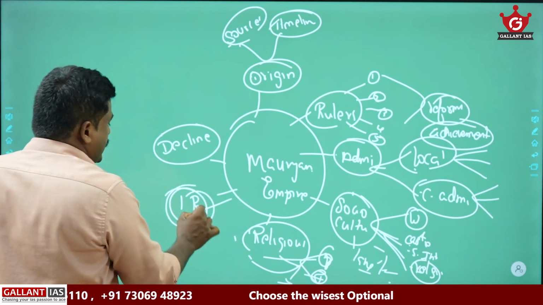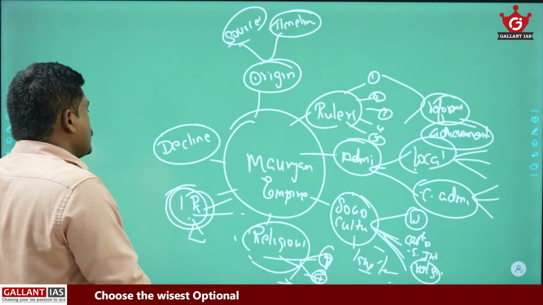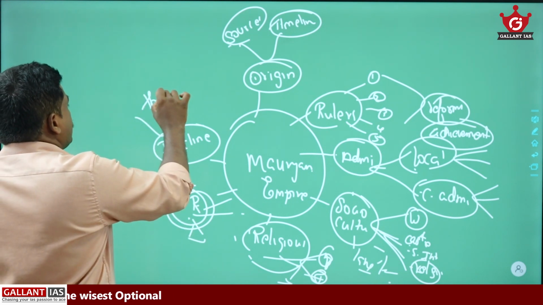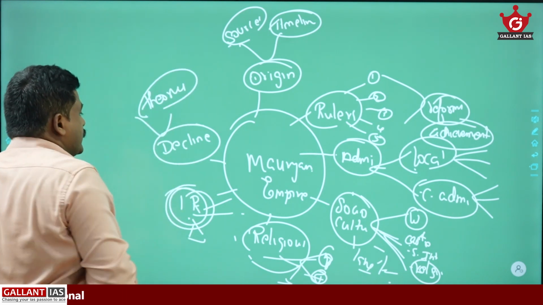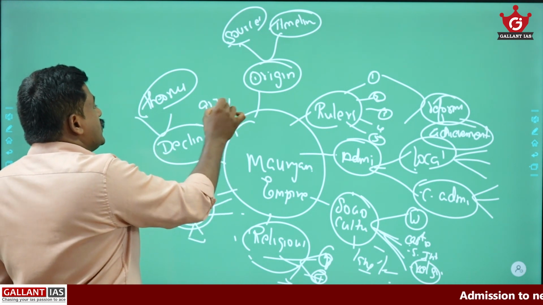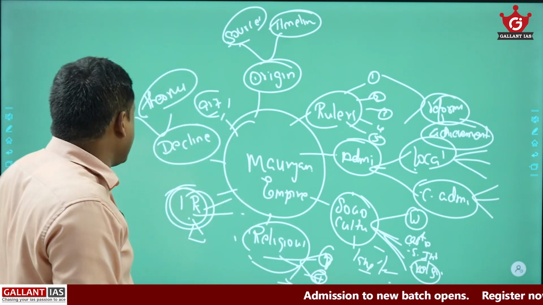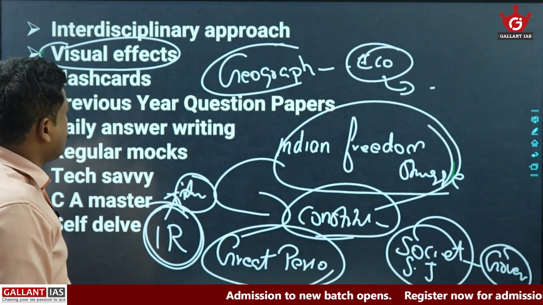Similar way, it's international relations with Sri Lanka, Southeast Asia, your Roman Empire, etc. Different theories related to decline theories, or contributions to art and architecture. So this is the way you frame a mind map, that will save your time and your energy.